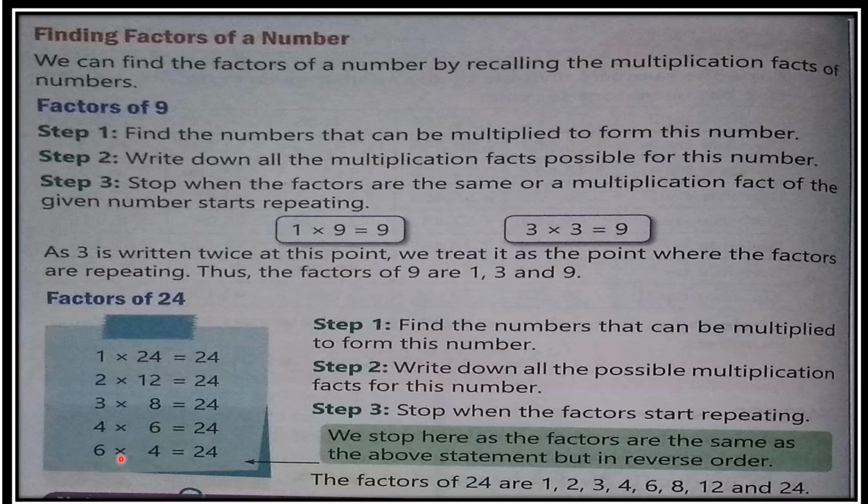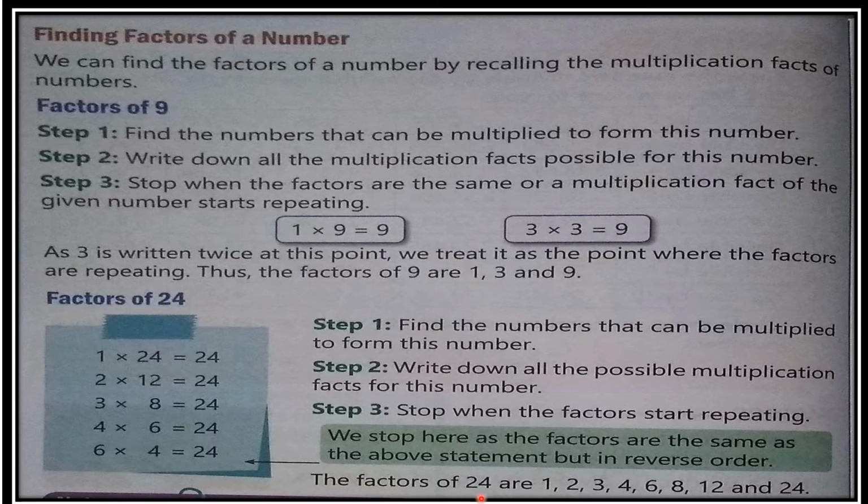So these started repeating, and here we will stop writing the factors of this number. Now stop when the factors start repeating. Here it started repeating, 4 into 6 or 6 into 4. The answer you will get is the same. So we stop here as the factors are the same as the above statement, but in reverse order.